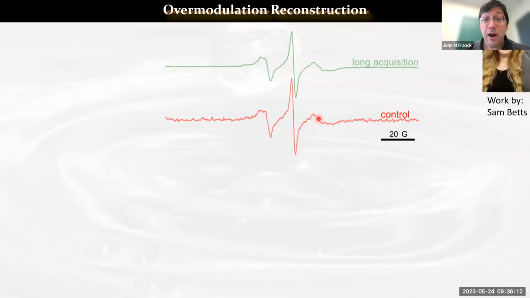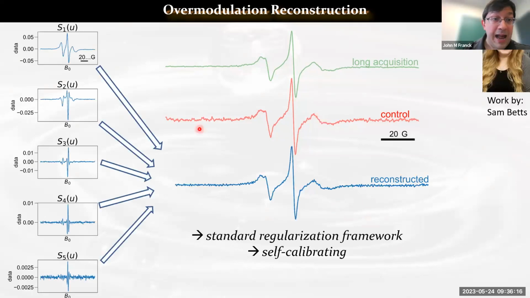But then we can say, okay, well, we know from the literature that I can overmodulate, right? I can acquire all of my harmonics, and then I can reconstruct what the signal should look like. And you can see here, this is much faster than this one. And so you can see here that I do reconstruct, I clean this up in a way that, by comparing to the long acquisition, is quite accurate, actually.